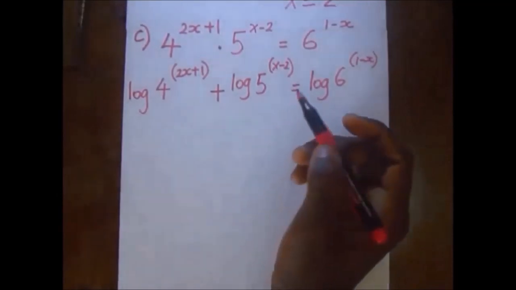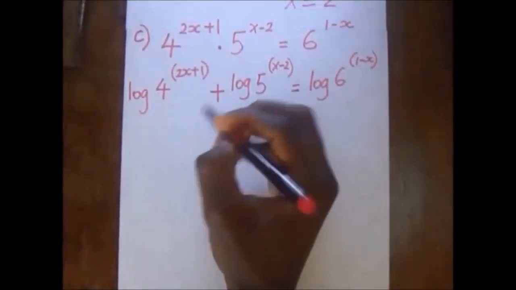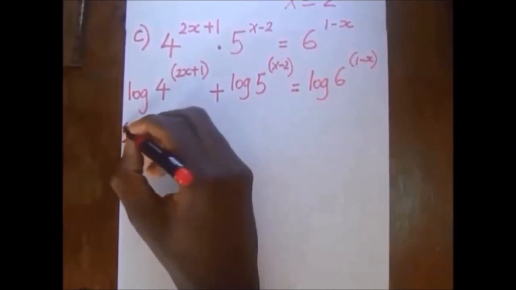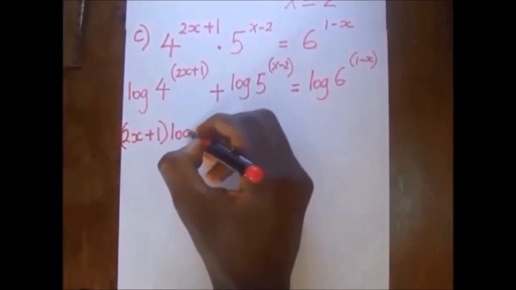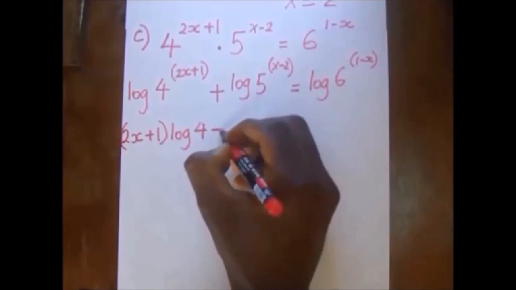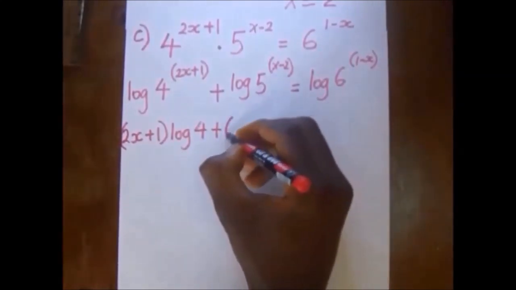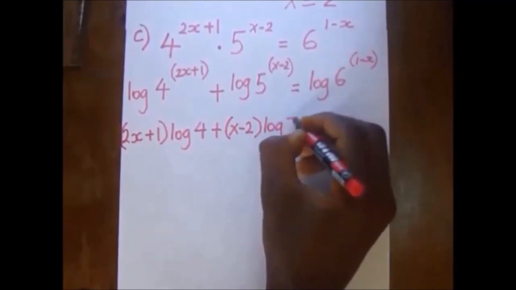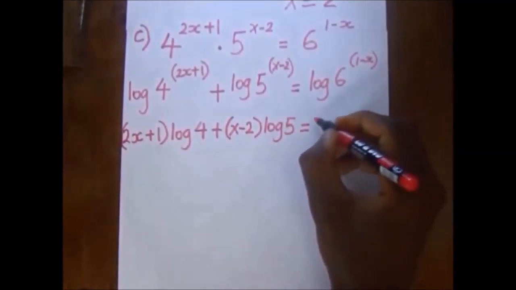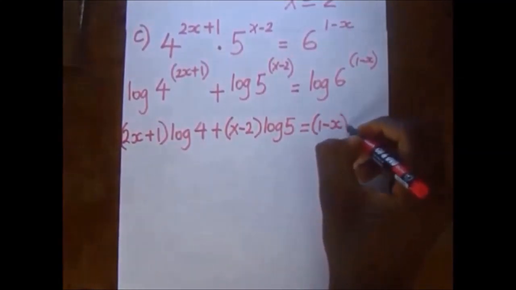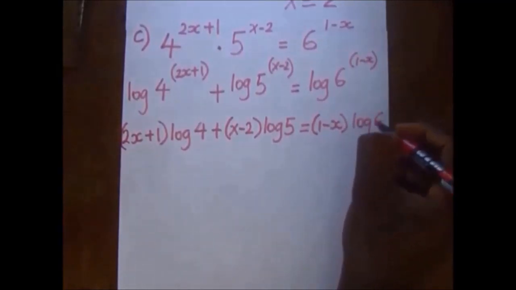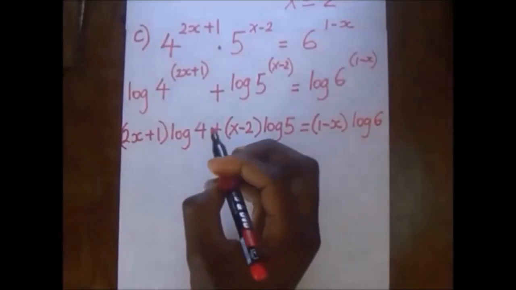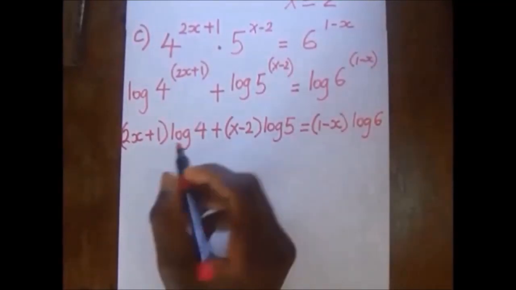Okay. So now this is going to become 2x plus 1 log 4 plus x minus 2 log of 5 is going to be equal to 1 minus x the log of 6. So we shall continue with our calculation there.